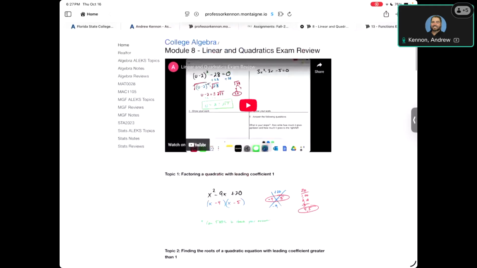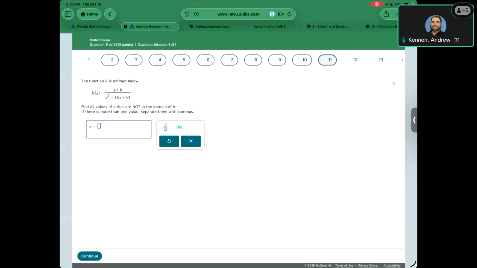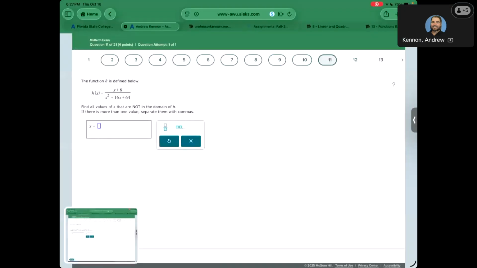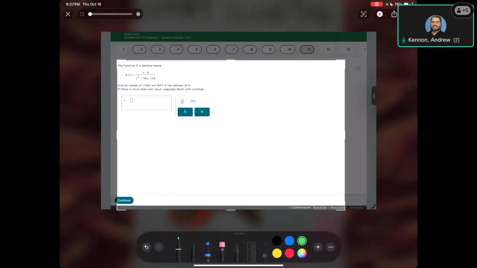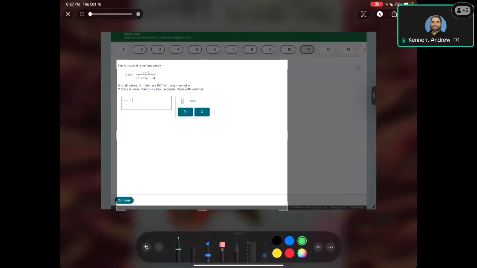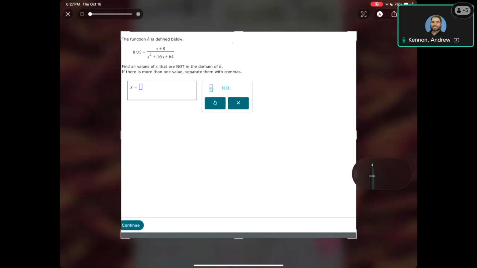All right, so that's the first half of the test, the linear and quadratics exam. So now moving to the second half of the test. First thing is what numbers do not work in here when you're talking about the domain. The domain is actually all the numbers that x can be. So the easiest way to find that is to figure out the numbers that x can't be.